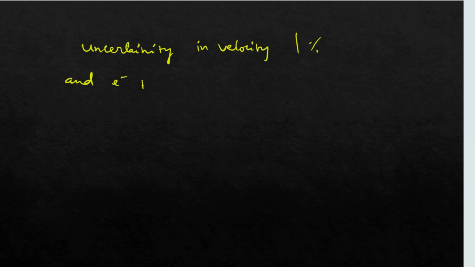Suppose, say, the uncertainty in velocity is 1%. Sometimes they may give it in percentage. In that case, you should convert that percentage into a value and do the calculation. Say the uncertainty in velocity is 1%, and the electron is moving with velocity 10 power 6 meters per second.